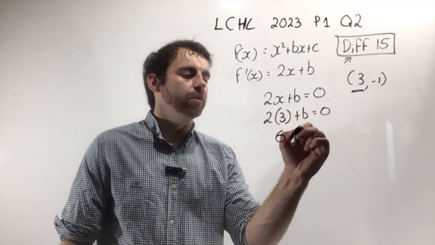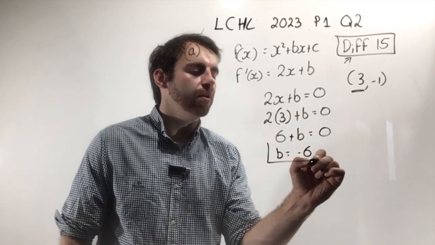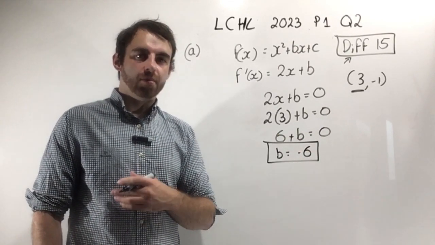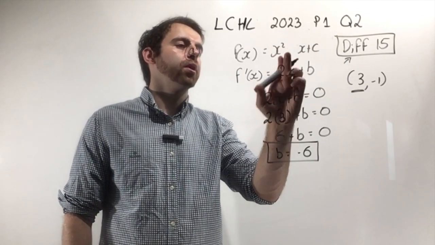And this is enough information now that I can easily find b. All I have to do is simplify this a little bit, bring the 6 to the other side, and my value for b is equal to minus 6. And when I have that now, it's going to be very simple to work out c.